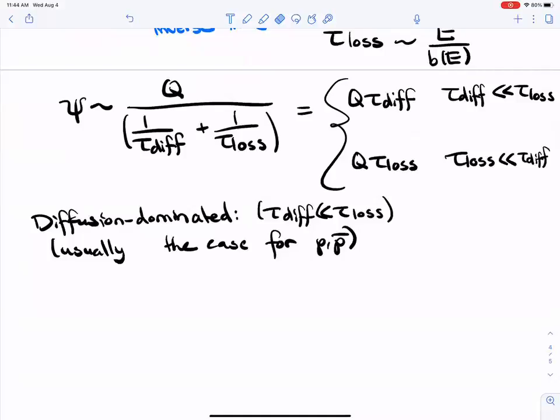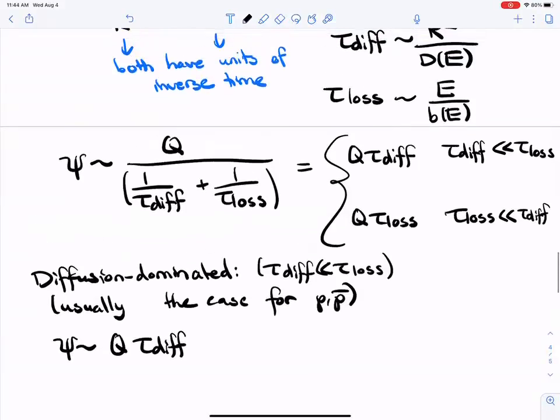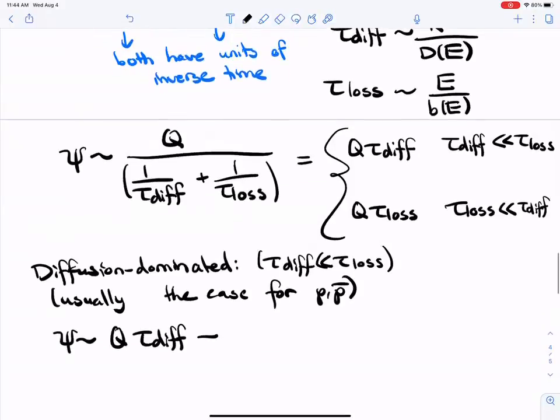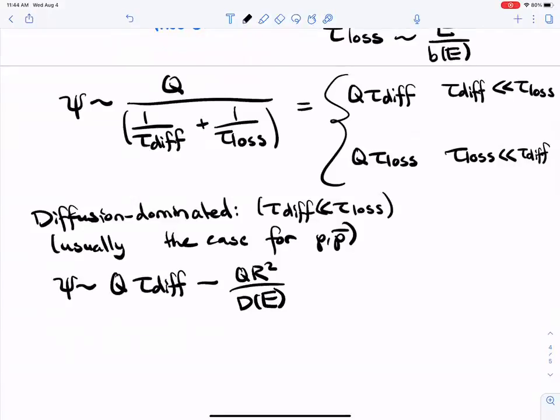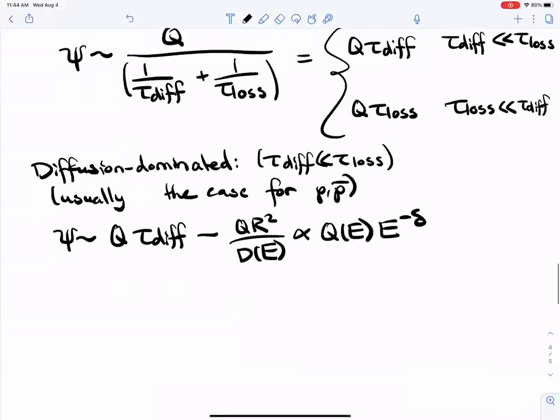Okay, so in this case, we've said phi is roughly speaking going to be given by the injection rate times the diffusion timescale. The diffusion timescale is Q R² over d of E. So the energy dependence is coming from d of E. We said d of E goes like E to the delta. So this is going to be whatever the energy dependence of the injection is times E to the minus delta.